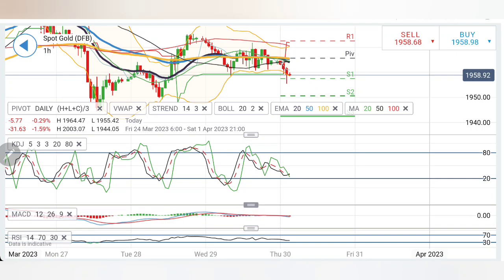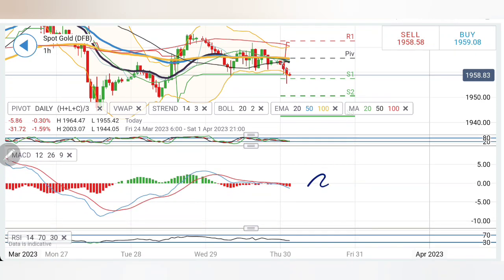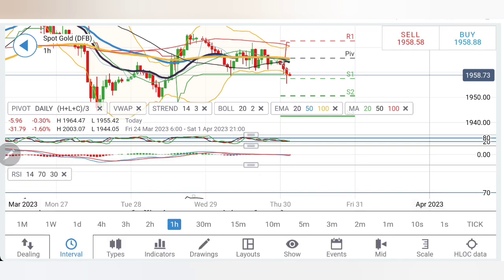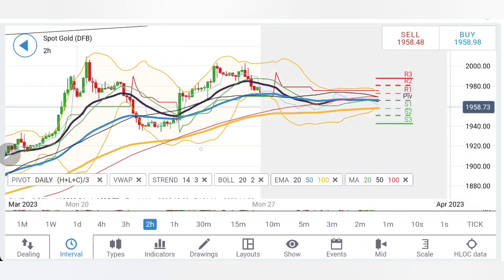Stochastic has bottomed and is trying to look upwards. The MACD on the other side is divergent and bearish. It is still on sell. RSI is also looking down, trying to show slight bearishness.